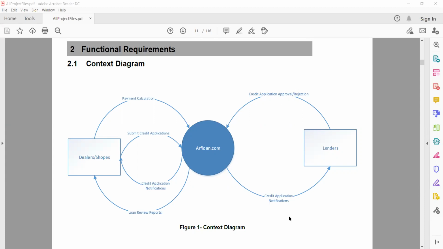And the last would be loan review reports. Okay, so that's good, Neeti.